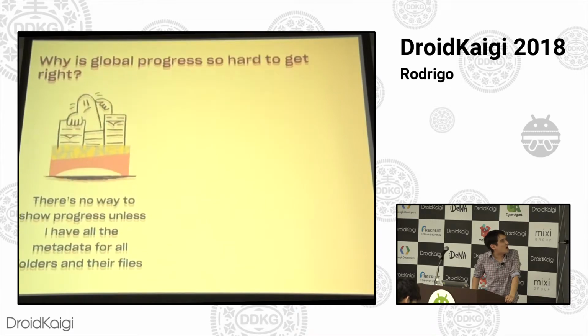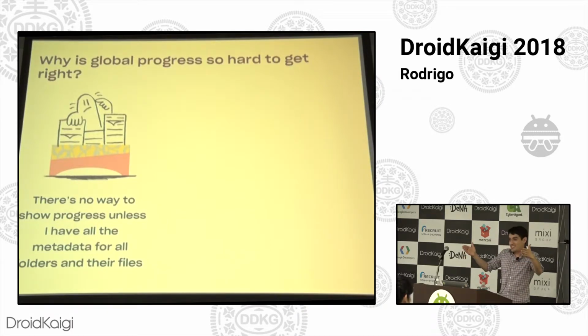Now, why is it so hard? Why is global progress so hard? Well, there's no way to show progress unless you have all of the metadata, right? Because you're saying the folder is this size. If you don't know the size of the folder, you cannot show progress.